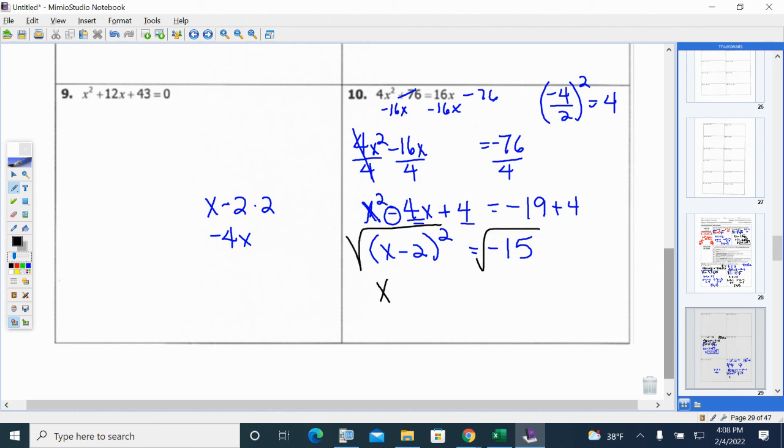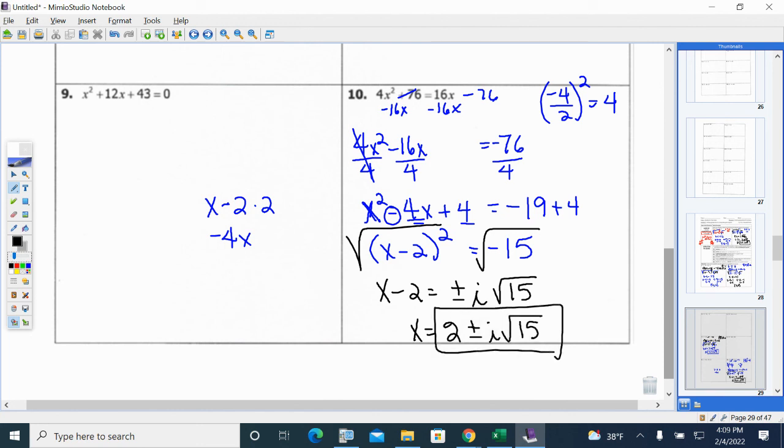And we get x minus 2 is equal to a positive and a negative square root of negative 15. Now, when we try to take the square root of negative 15, obviously there's a negative underneath that's going to create an i. But the square root of 15 is not going to reduce. So now the last step here is to add the 2 to the other side. And again, that goes in front of the plus minus. So there's our answer on example number 10.